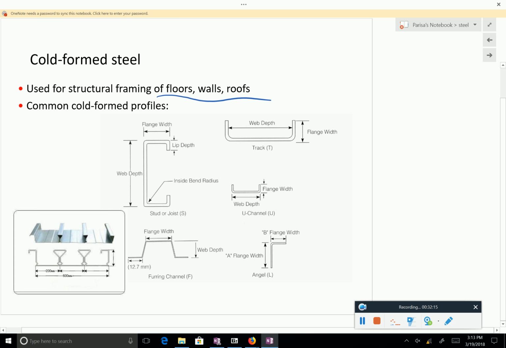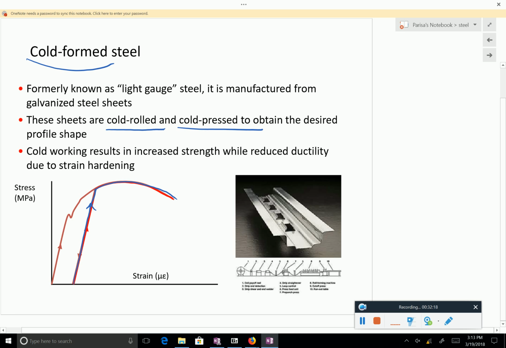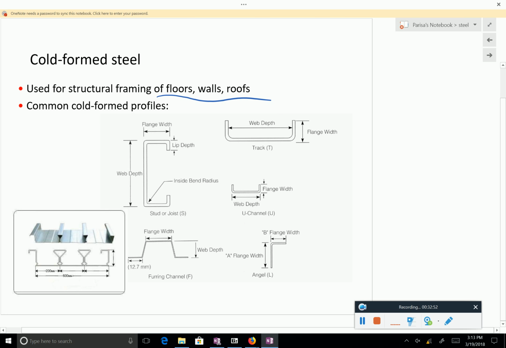So it's good to distinguish between hot rolled and cold rolled products, and have an understanding of what is hot rolled and what is cold form when you go to the job site looking at different elements. It's good. Yeah, these are some of the examples, just so that you see.